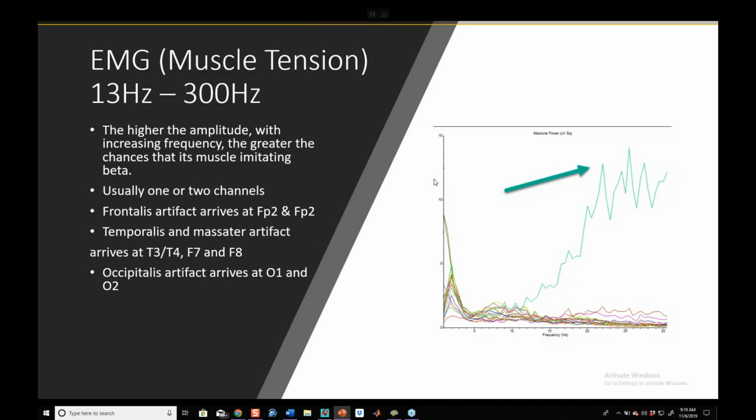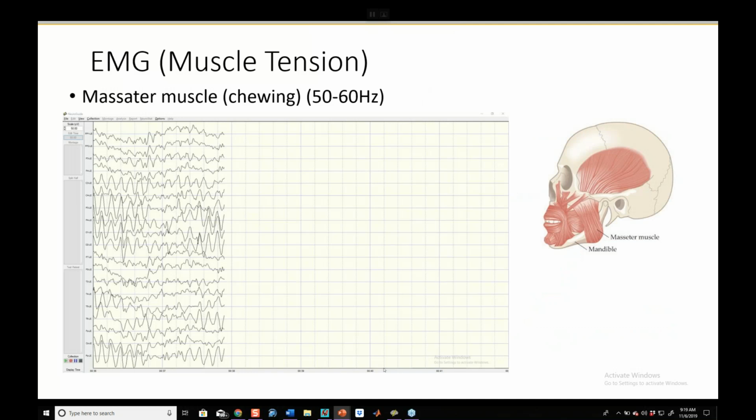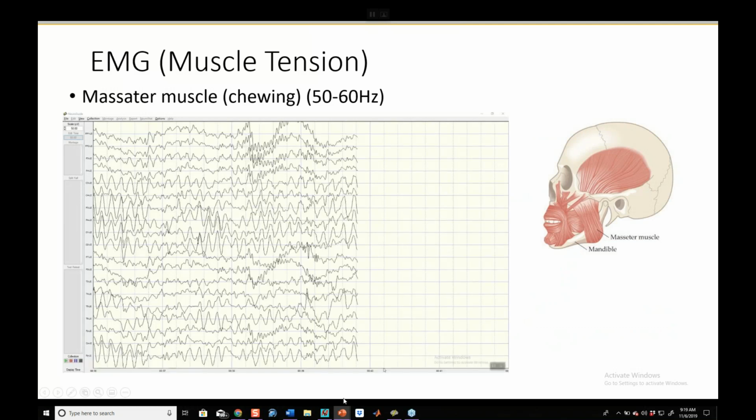And so the higher the amplitude with increasing frequency, like we see here on the right-hand side, the greater the chances it's muscle imitating data. On this graph, of course, we have on the x-axis frequency and on the y-axis amplitude, and we see one electrode is running astray. Okay. And so we're going to talk about all the different muscles, where they show up in terms of EMG artifact and how they show up.